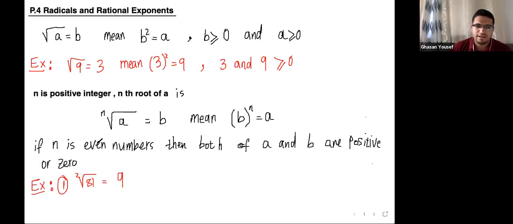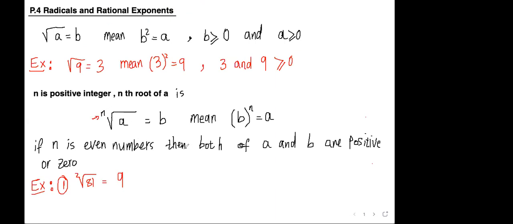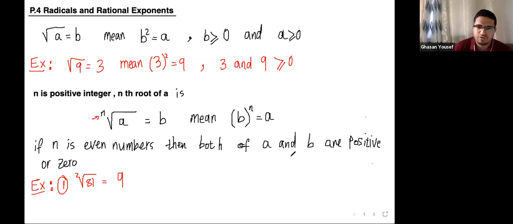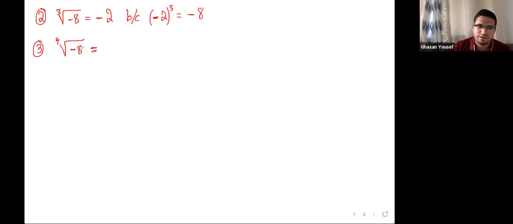If n is even, this is undefined. Both A and B must be positive. So here I have the even number 4, but inside is negative, so it's undefined. I cannot find the answer for this. Why? Because 4 is an even number and inside the radical is negative. So the answer is undefined.